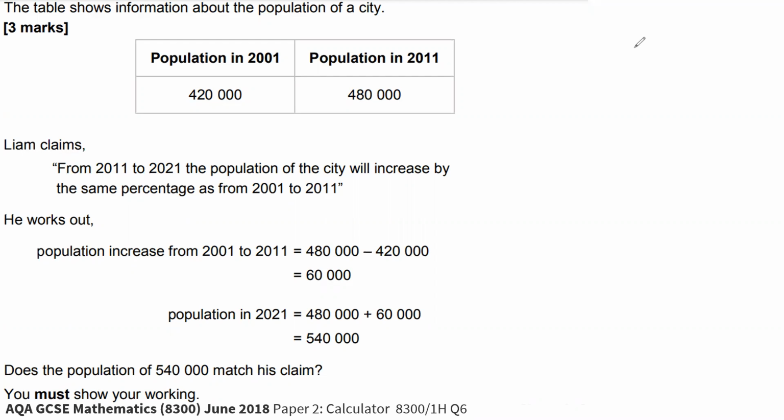Today we're going to be tackling this percentage question. Again, it's taken from an AQA GCSE Maths paper. It's a paper 2, so you are allowed to use your calculator, and it's question 6, so near the beginning of the paper. As you can see, it's worth 3 marks. It's asking you about the population increase by percentage.